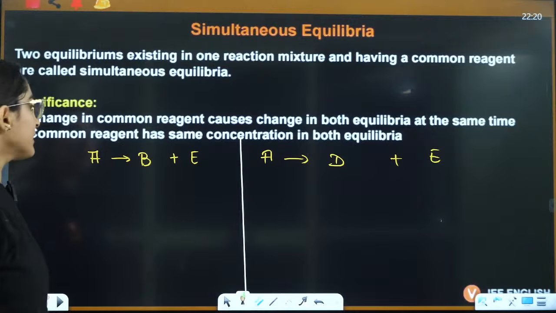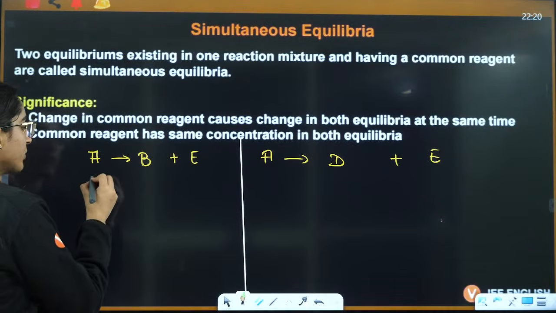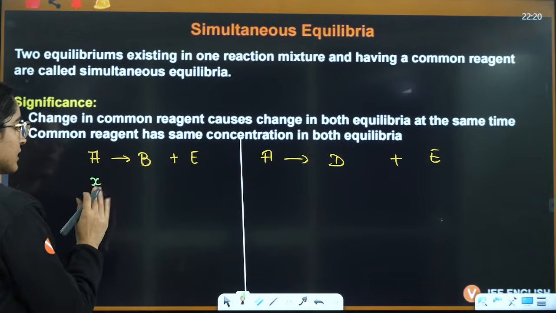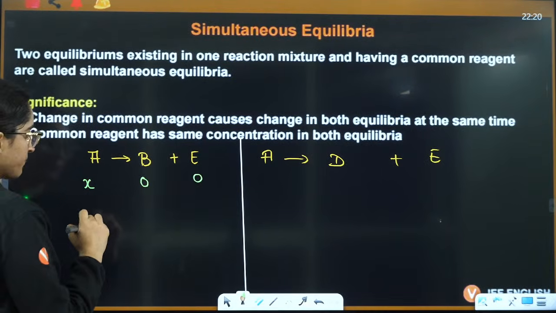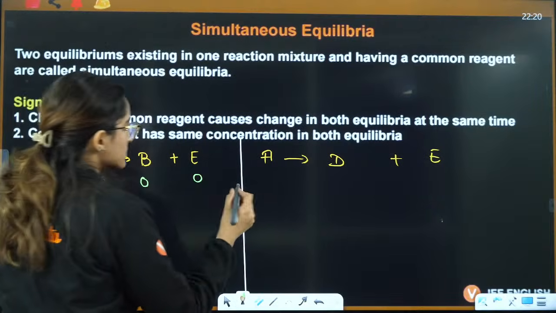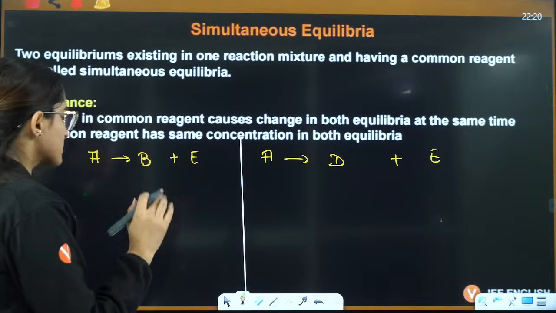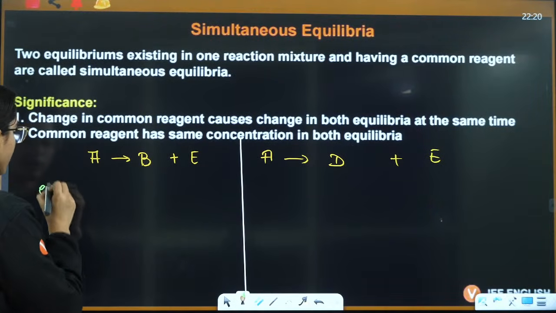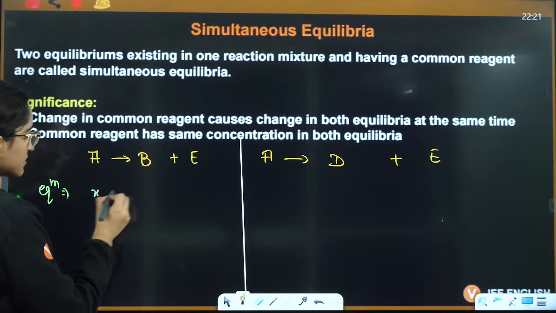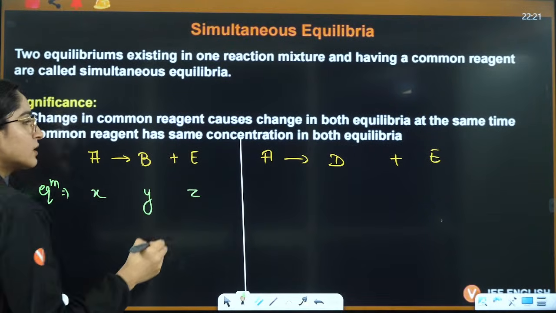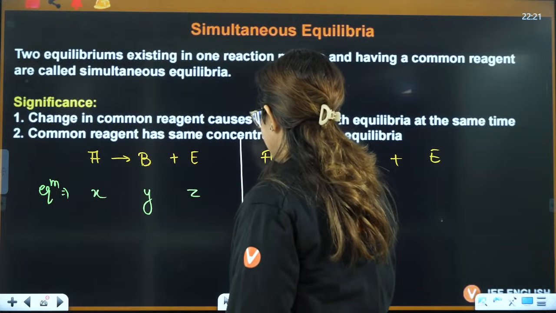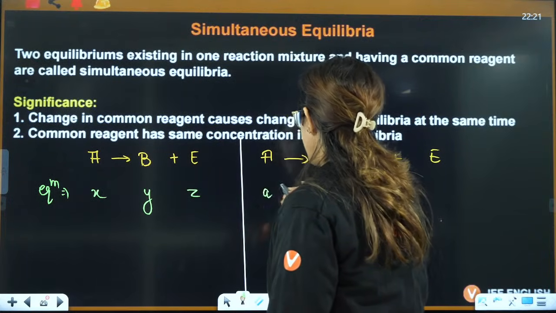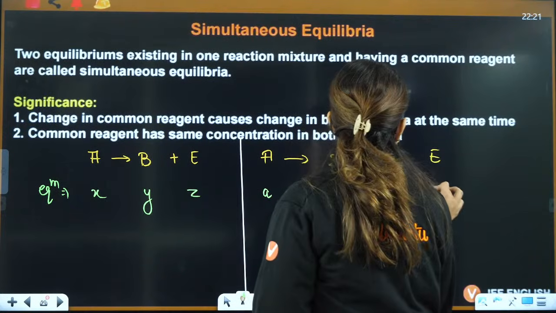For example, they have given this concentration to be X, right? Let's say this is given to be X, this is 0, this is 0, right? And here, let's say equilibrium concentrations are given. At equilibrium, they have given this to be X, this is Y, this is Z, and this is also given to be A, B, and C.